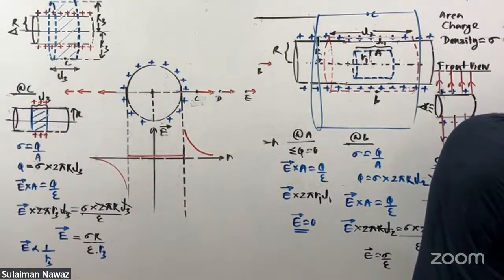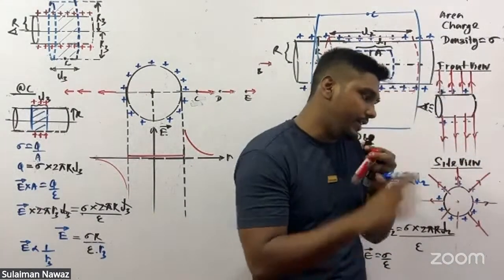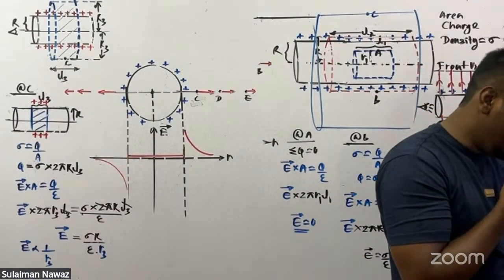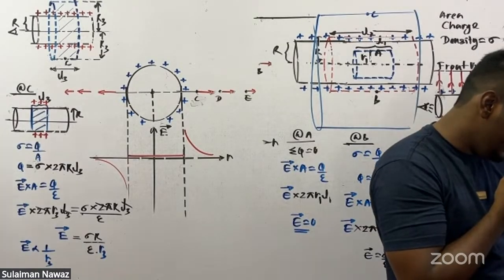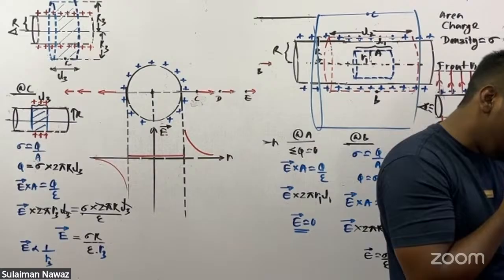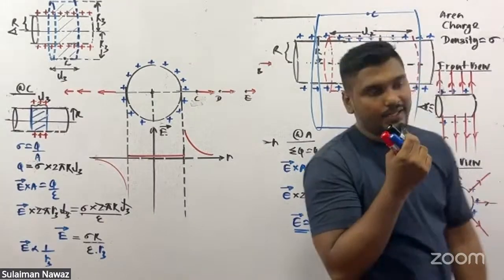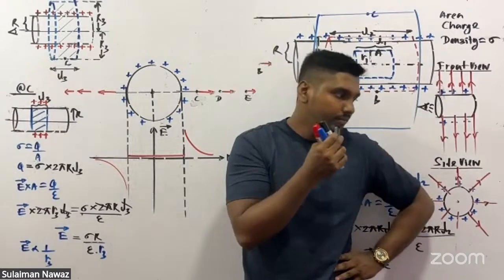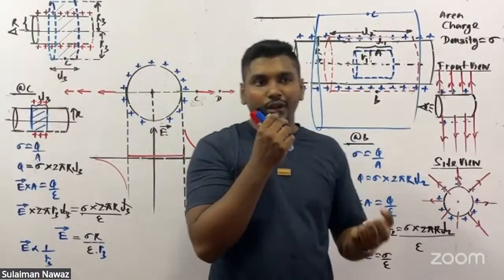Done. The next one. Write down: around an isolated, charged, infinitely long, non-conductive solid cylinder. We are going to finish it.